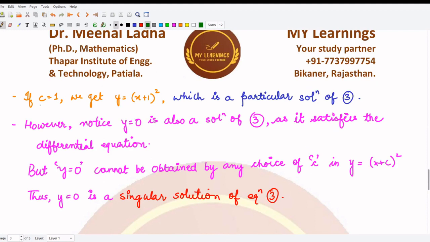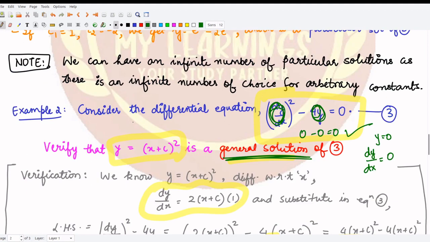In fact, if you take c is equal to 1 here in y is equal to x plus c whole square, you get x plus 1 whole square. This is also a solution. And what is this? This is a particular solution to your differential equation.